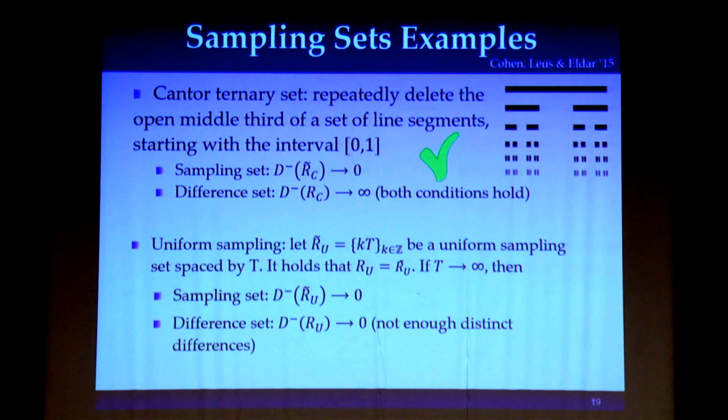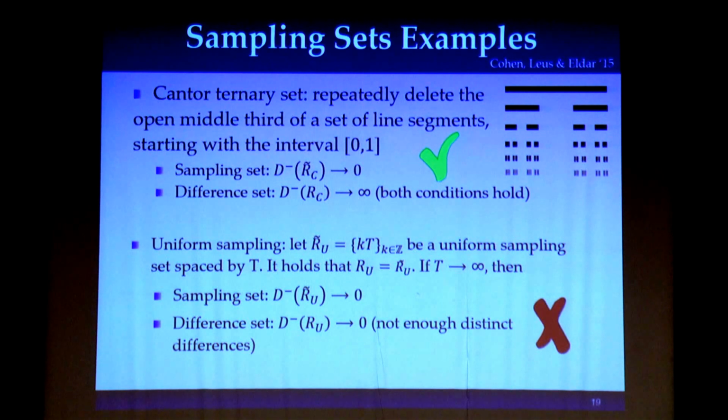A bad set for us is, for example, uniform sampling, because in uniform sampling the sampling set and the difference set are the same. So if the lower Beurling density of the sampling set goes to 0 when t goes to infinity, then the lower Beurling density of the difference set also goes to 0, because I don't have enough distinct differences. When I sample uniformly, all my differences end up being the same. So this is not a good set for us.